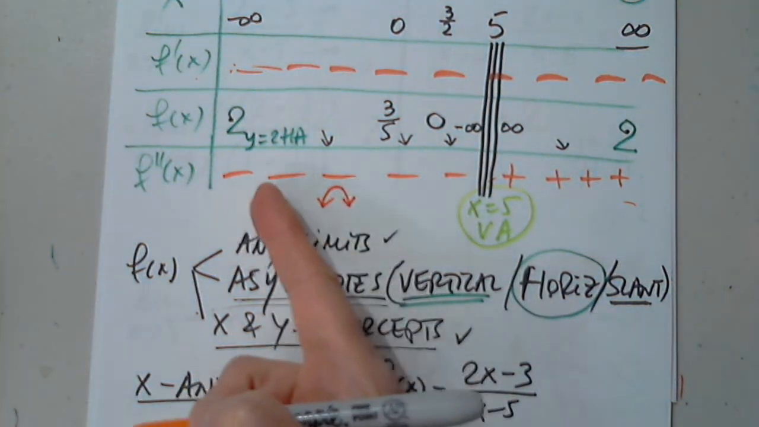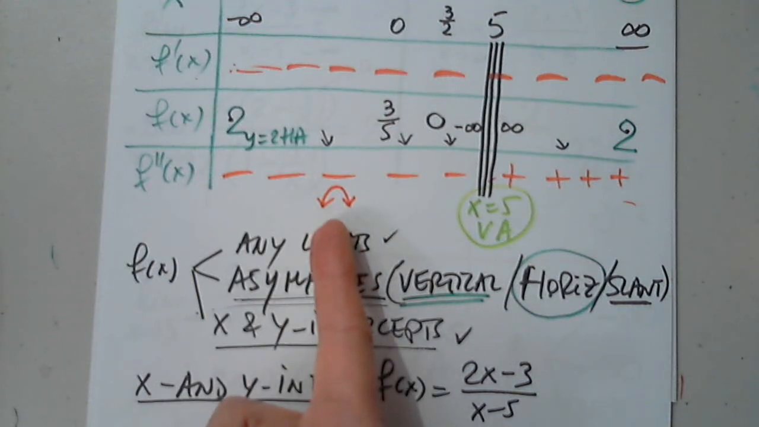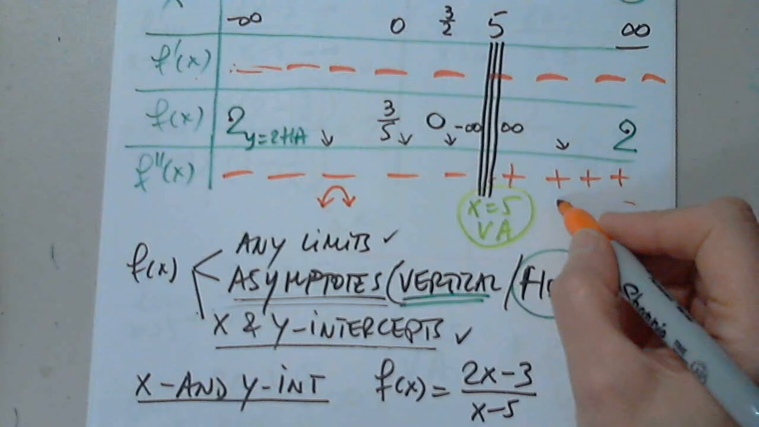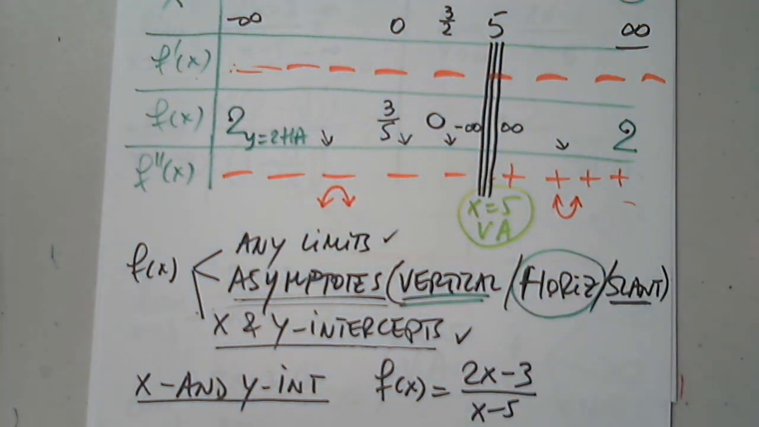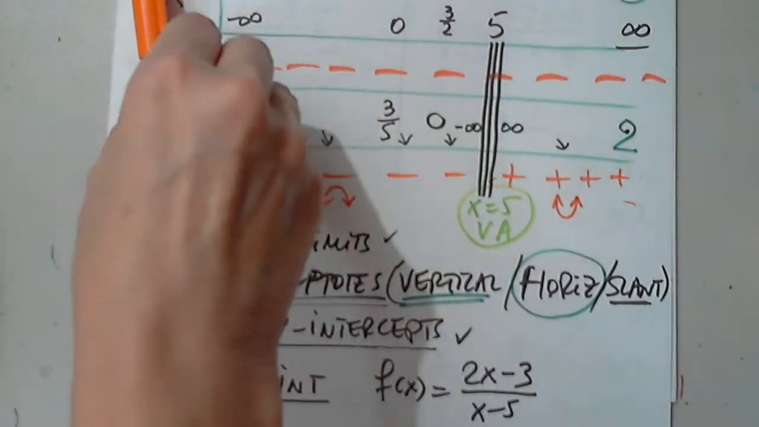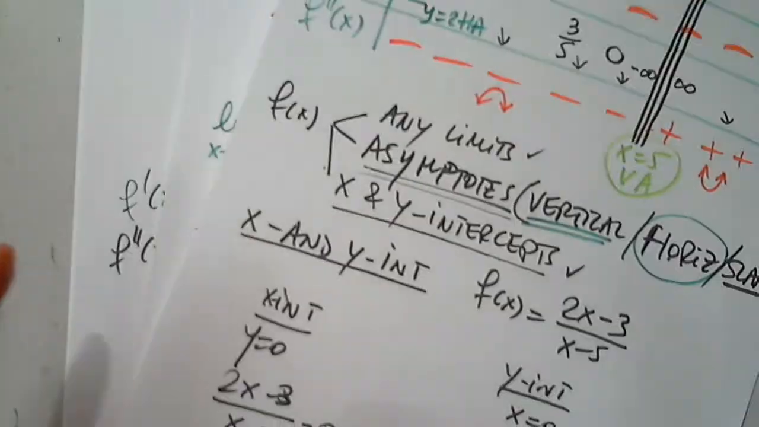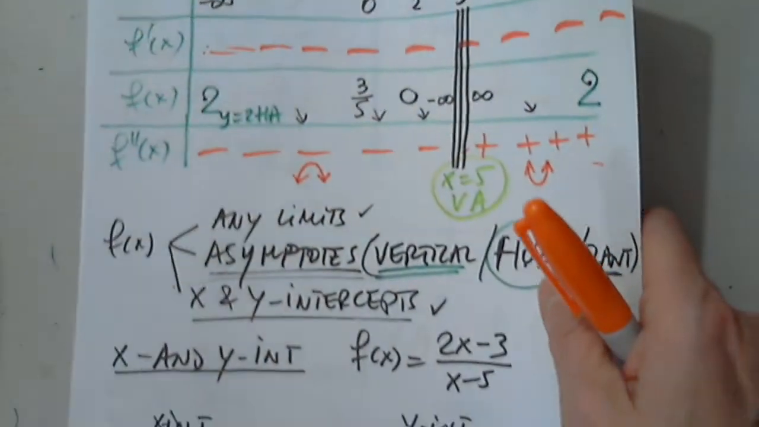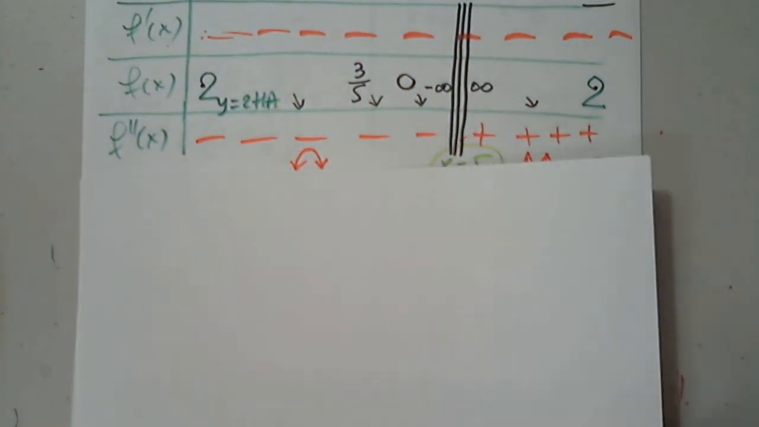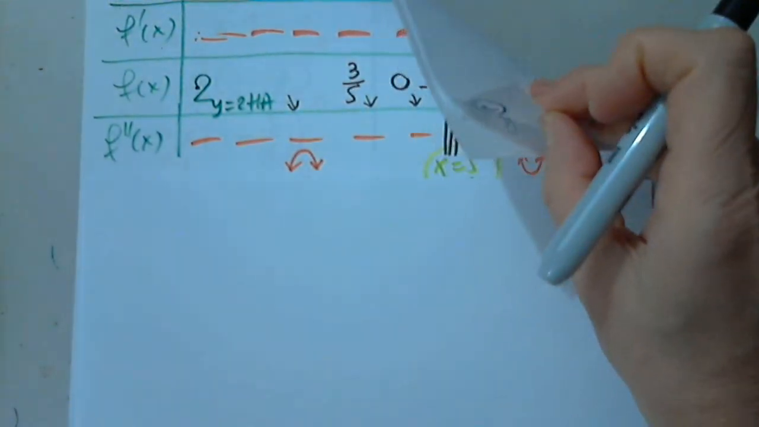Remember, a negative second derivative means the graph looks like this. A positive second derivative, the graph holds water, so to speak. I filled up the chart. I'm not going to need all these. Now this is gibberish. I don't care. This tells me what to graph. Nothing else matters at this point. I did my work. I filled up the chart. The chart tells me how to graph. And I think I'm on page 6, yeah.